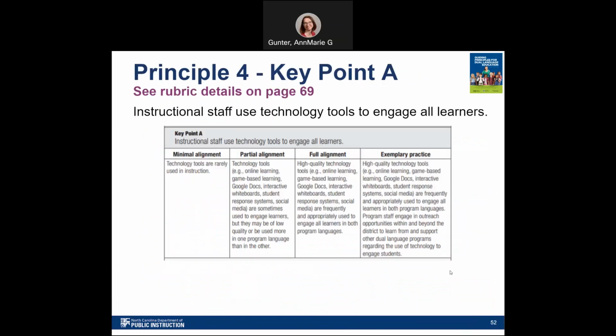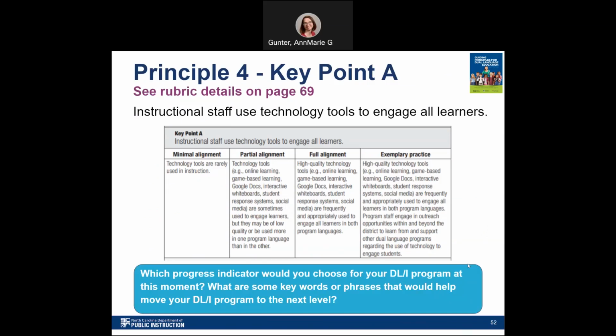Key point A, which is on page 69, states instructional staff use technology tools to engage all learners. Once again, there are a number of examples of different kinds of technology tools. You may have the same ones or similar ones or even different ones that you use. Consider your question here. Which progress indicator would you choose for your DLI program at this moment for key point A? And what are some keywords or phrases that would help move your DLI program to the next level?